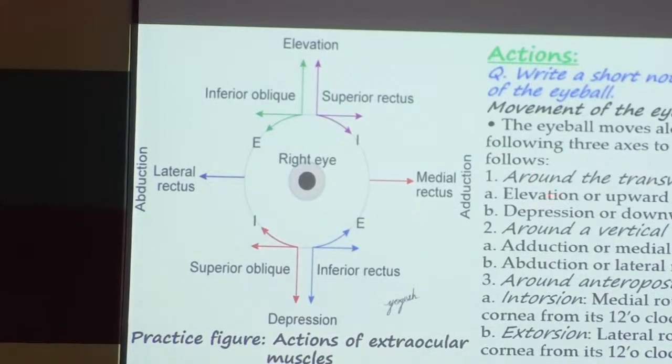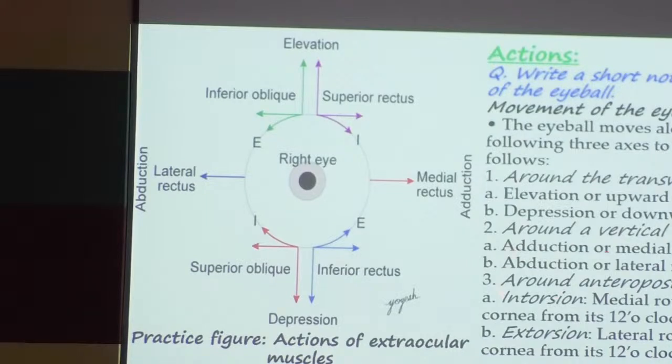Around the transverse axis, elevation. See, here passes the transverse axis. Around this axis, elevation or depression can be done. Elevation or upward rotation, depression or downward rotation. Next, around a vertical axis. Here will be the vertical axis. Around it, laterally or medially, it can rotate.